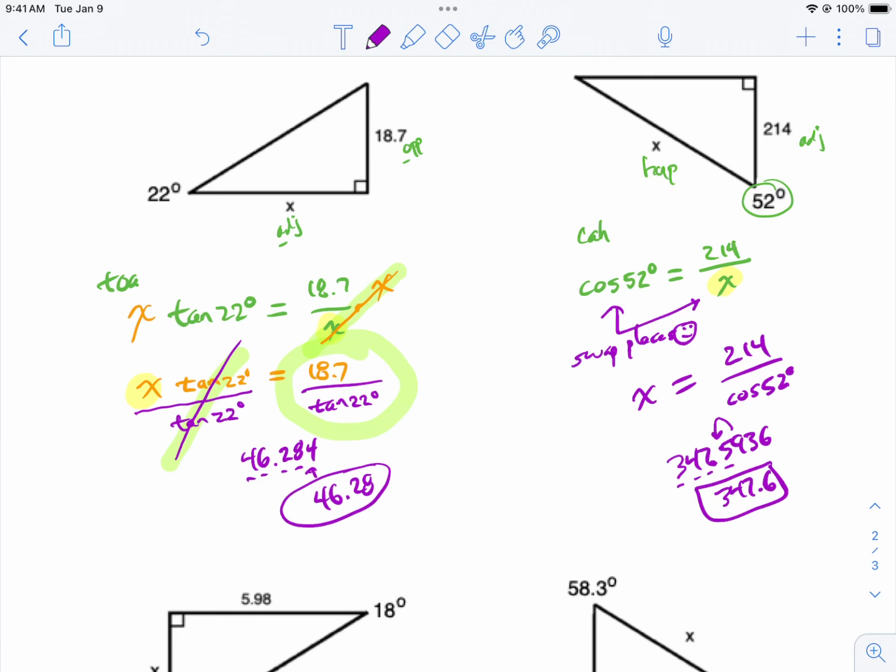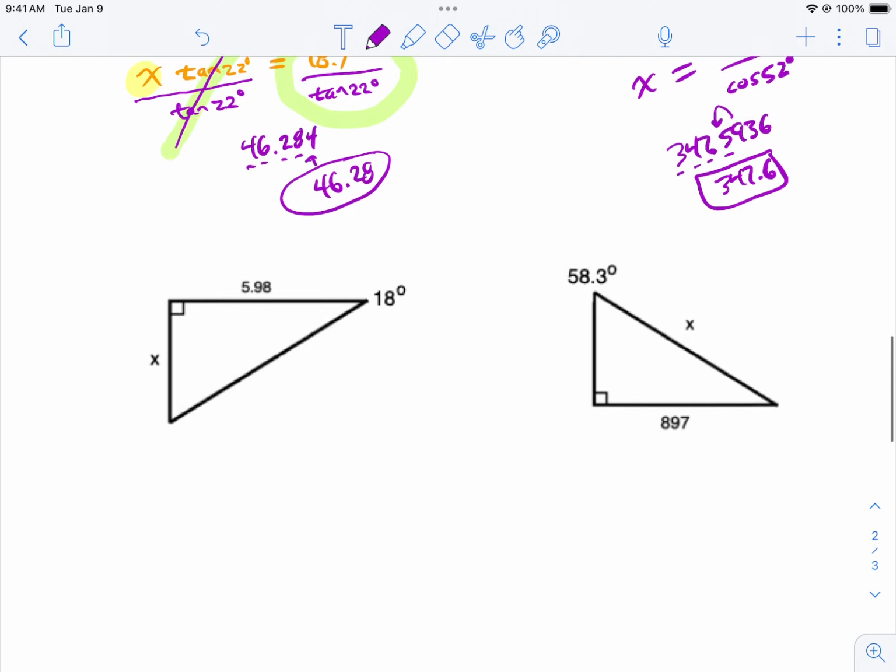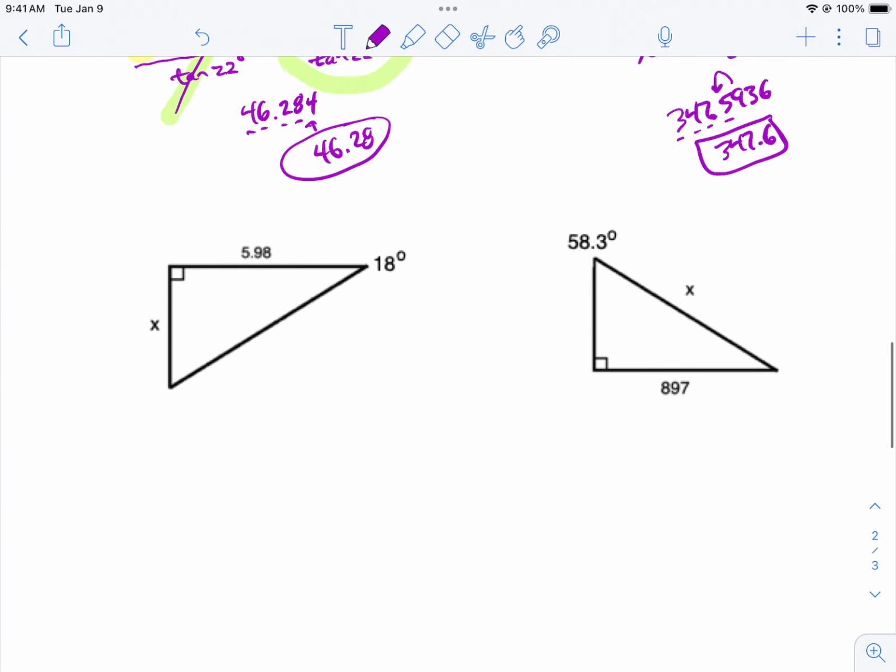That's 4 down. So again, you can see how I define the 6 problems. Either x is top or bottom, and it's either sine, cosine, or tangent. So you end up with 6 scenarios that you'll have to face in this world, I guess.